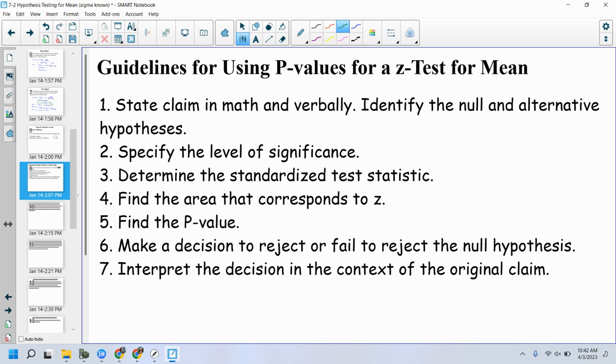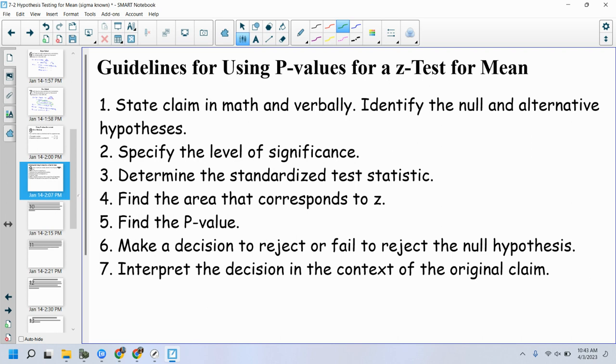Third thing, determine the standardized test statistic. Figure out whether you want to use Z or T. It's going to be Z. The sigma's known. Next thing, calculate that Z. Find the area that corresponds to Z. Go to your Z-score table.